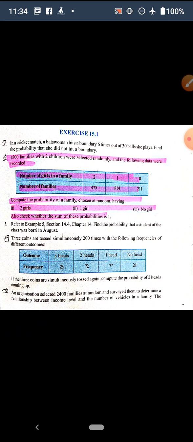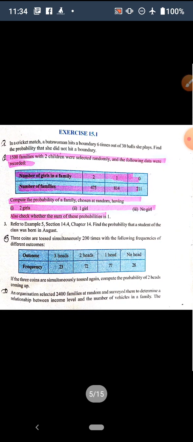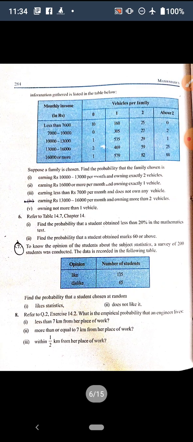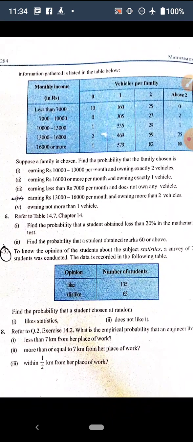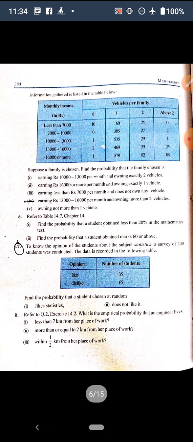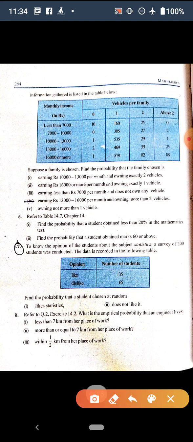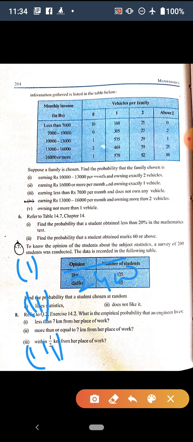Question number 5. An organization selected 2400 families at random and surveyed them to determine a relationship between income level and the number of vehicles in a family. There is a table where the number of vehicles is also shown. You have to find the probability. How many families are there in total? 2400. In every case, whichever part you are doing, you will write 2400 in the denominator, because 2400 is the total number of cases.